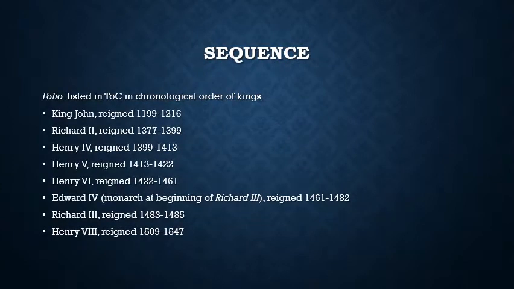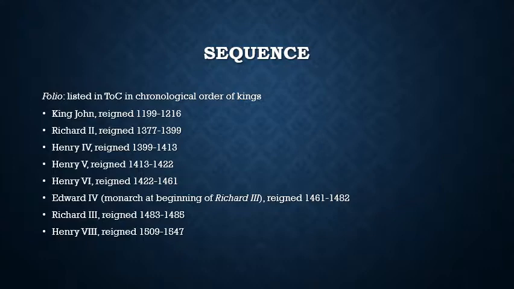So if you were to go back to the table of contents image of the folio, you'd say that the plays are listed in a certain order, and that order follows the chronological timeline of the kings themselves. So they're printed in the folio in order of when the events described actually occurred. So we begin with King John, who is the earliest post-conquest monarch that Shakespeare talks about. 1199 to 1216 was his reign.